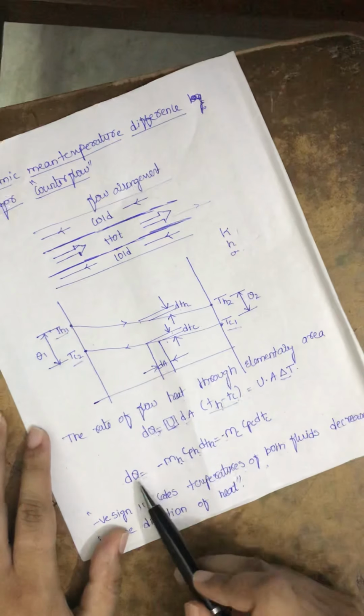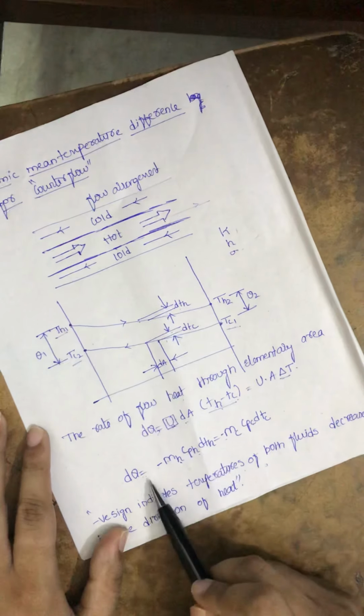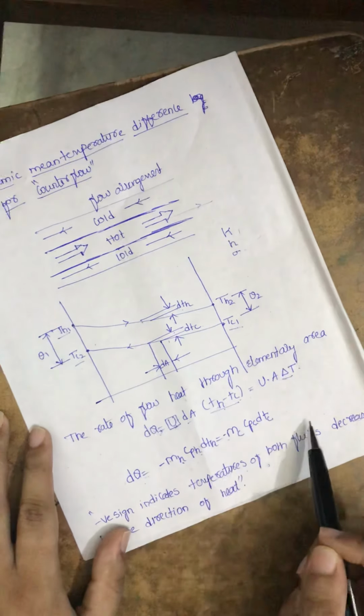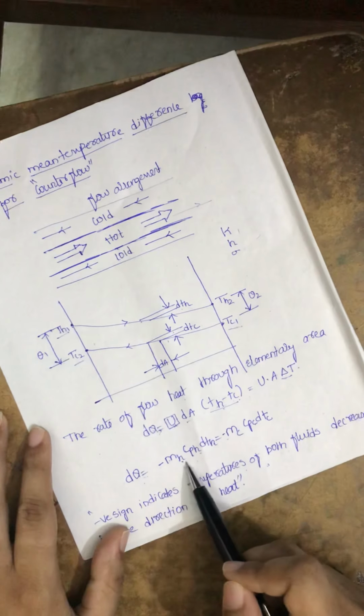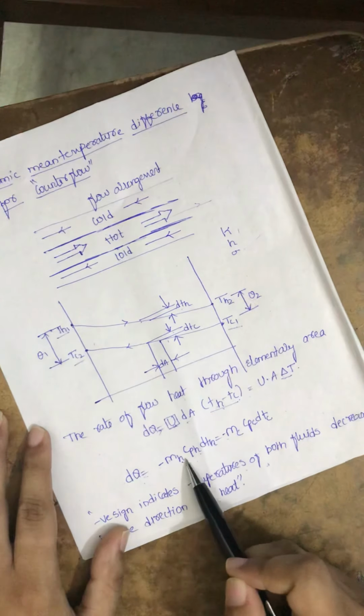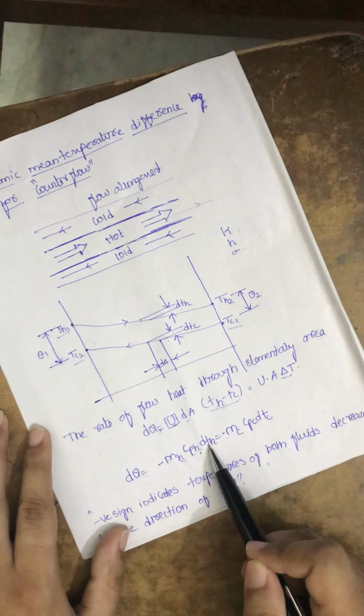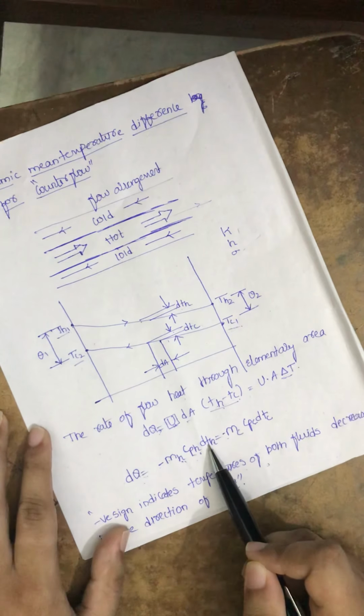Now from the simple thermodynamic relation dq is equal to m cp delta T, we write the same thing for the hot fluid and the cold fluid. dq is equal to mh, which is the mass flow rate of the hot fluid, cph is the specific heat of the hot fluid, and dTh is the smallest change in the temperature for the elemental area dA we took.